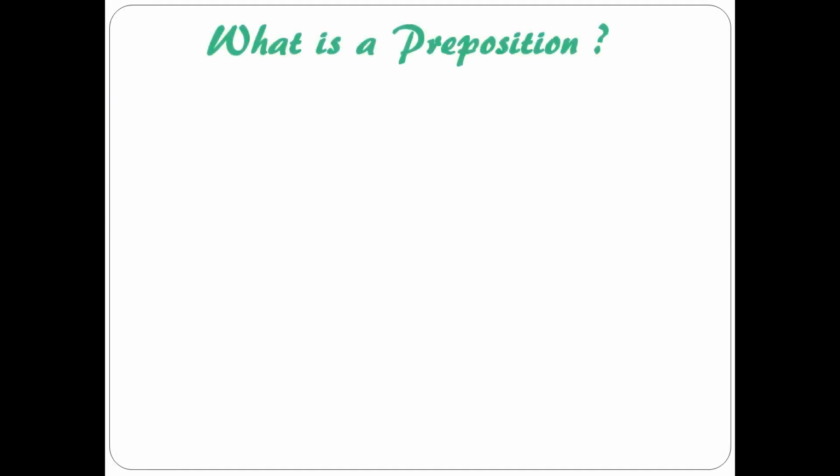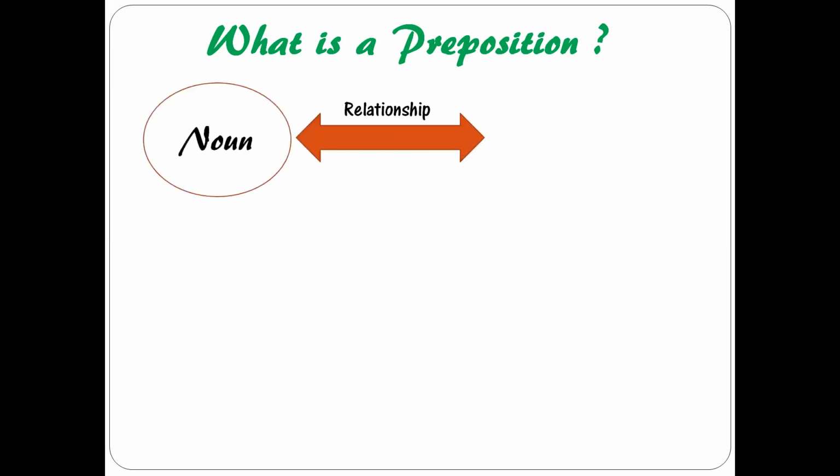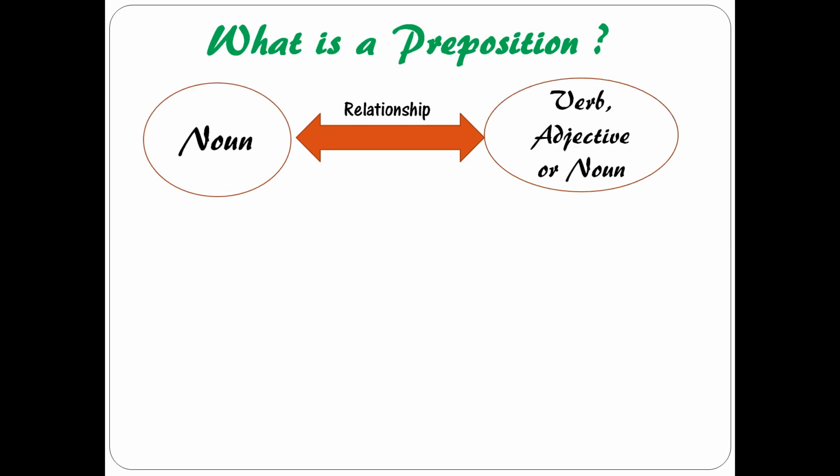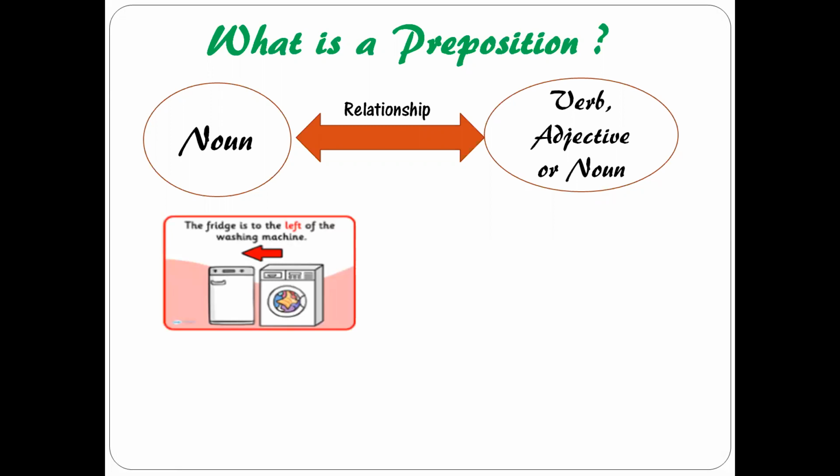So before doing anything else, let's first understand what a preposition is. A preposition shows a relationship between a noun and other words in a sentence. Now these other words can be a verb, an adjective, or any other noun. Let's understand with the help of a few examples.